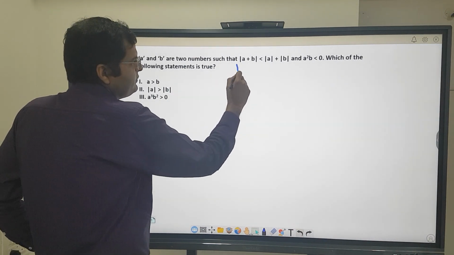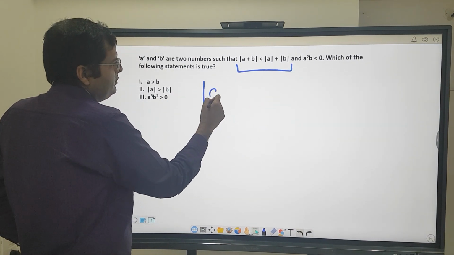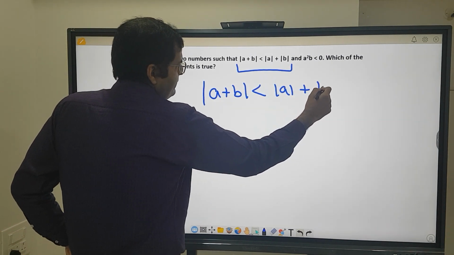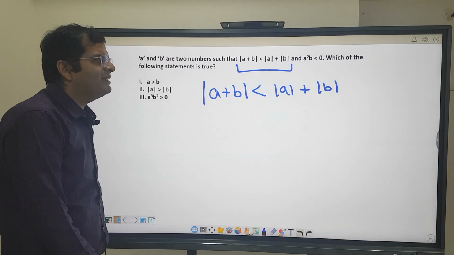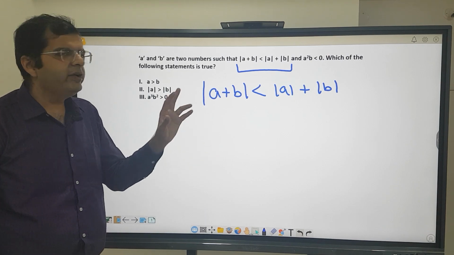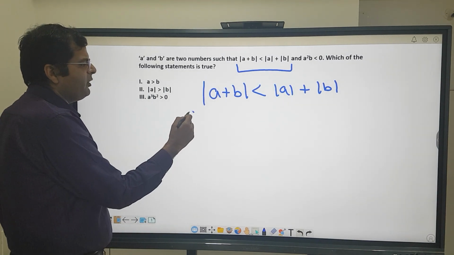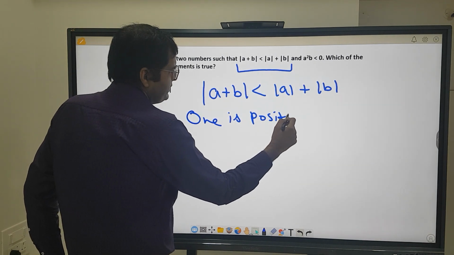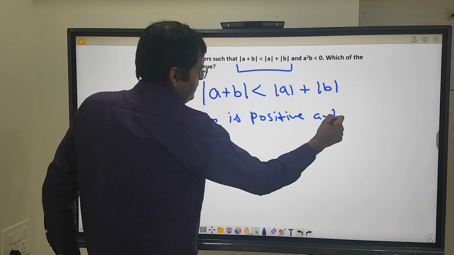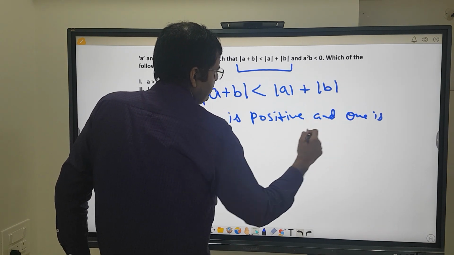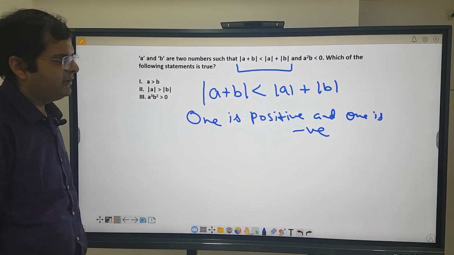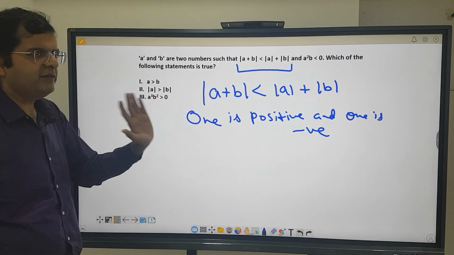So if you look at this first statement, that the absolute value of a plus b is less than the absolute value of a plus the absolute value of b, when will this be true? This can only be true when one of them is positive and one is negative, or one is positive or 0 and the other one is negative. So one has to be positive, the other one has to be negative.